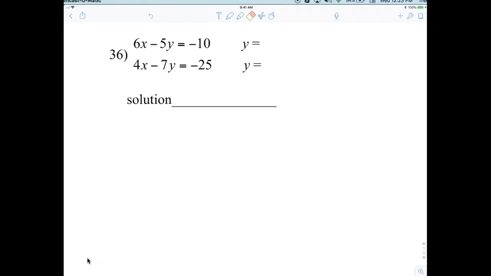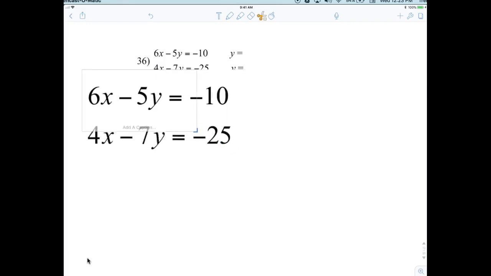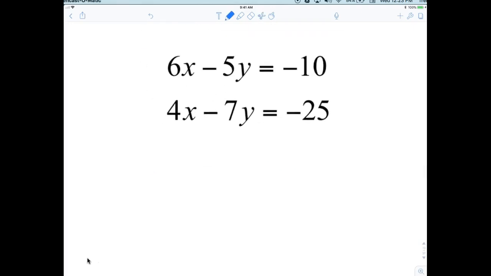So now, here is what we want to do. We're trying to make the 6x and the 4x eliminate. So in order to do that, we're going to multiply the first equation by 2, and then we're going to multiply the second equation by negative 3. The reason we're doing that is because now the x's are exactly the same, one positive and one negative.